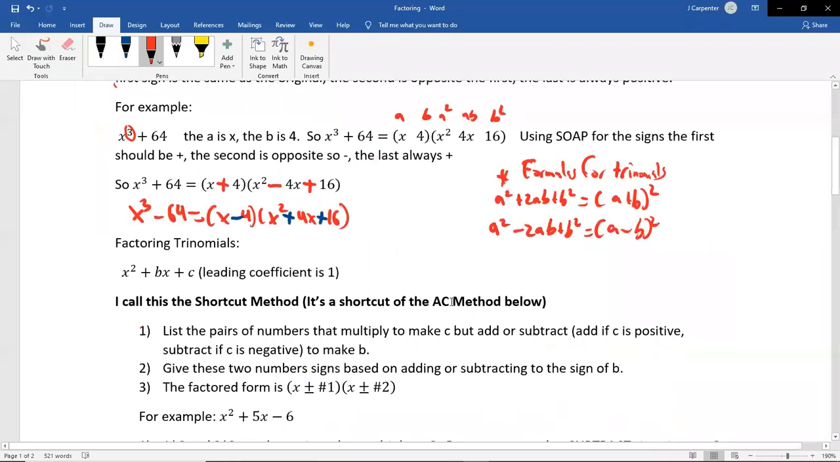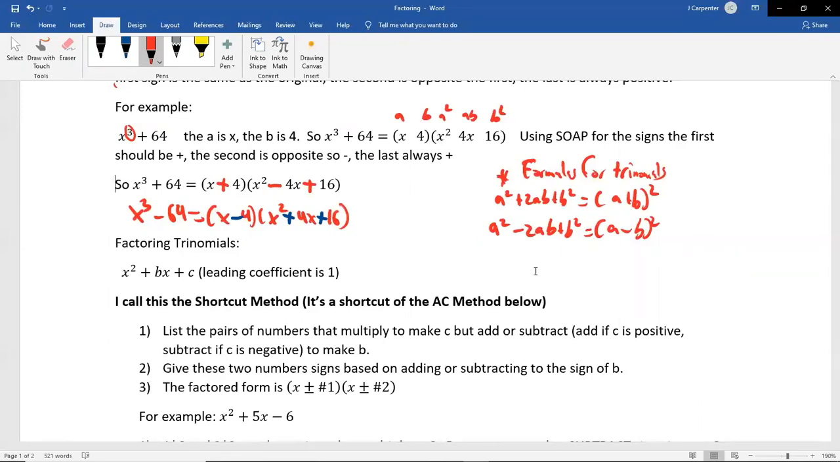I'm going to give you 2 primary methods. The naming convention I have for them are the shortcut method and the AC method. Some people call the AC method grouping because that's one of the things you do in it. Also, I call it the AC method because that's one of the things you do in it. The reason I call this first one the shortcut method is because it's a shortcut of the AC or grouping method. Some of you may have heard of the box method. Some of you may have heard of, I think it's called the push and pull method.